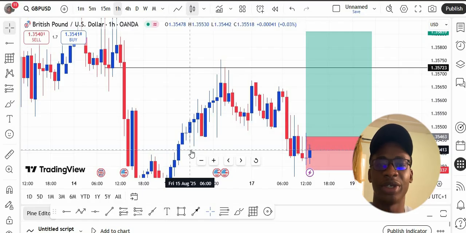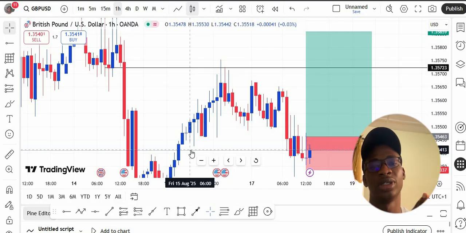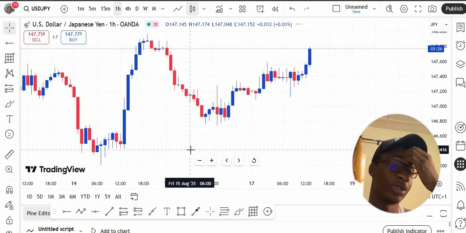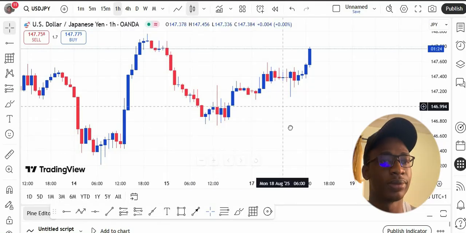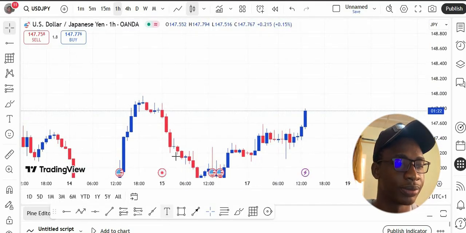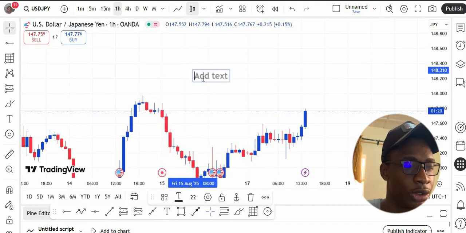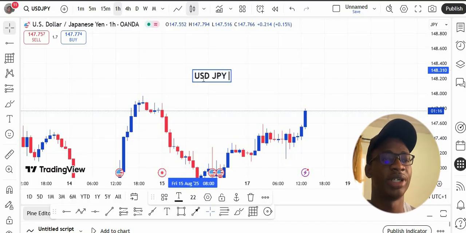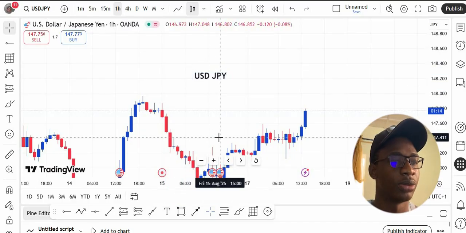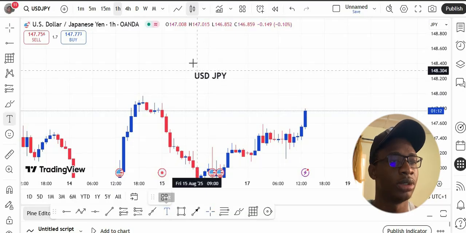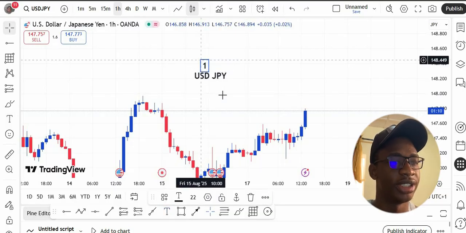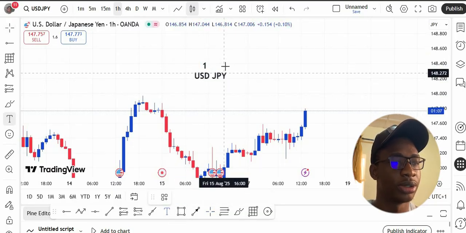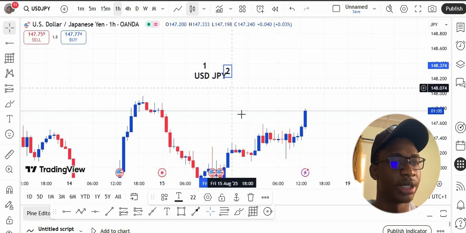But if you click on buy, you are buying the what? Number 1. So let us go to another currency pair. So this is USD-JPY. Now this is the USD-JPY pair. So what is number 1 right here on USD-JPY? That's correct, USD. Then the number 2 is what? JPY.